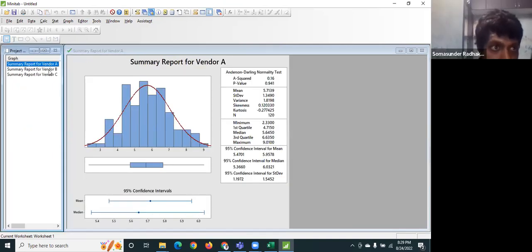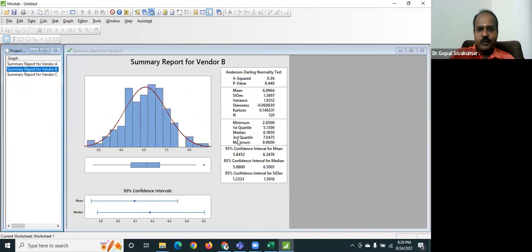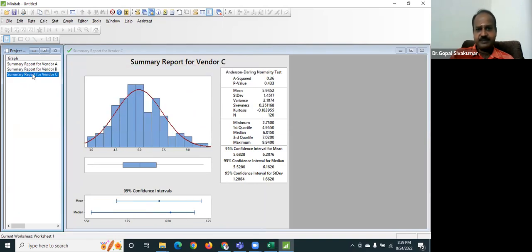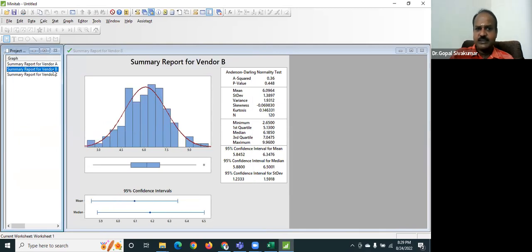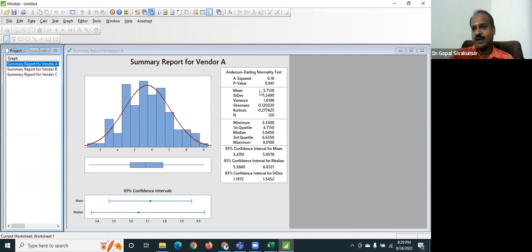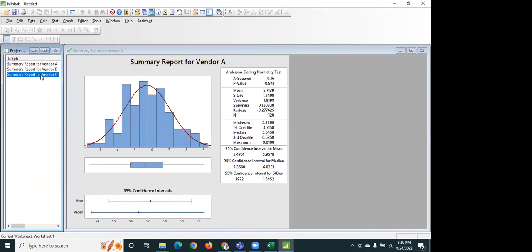Now let me take one more graph. This is A. Now let us look at B. A is 5.4 and 5.9. Now B: the mean is 6.09, lower confidence limit is 5.85, and upper confidence limit is 6.34. Look at C. Mean is 5.95, lower confidence limit is 5.6, upper 6.2. Look here, the three means: one is 5.94, the other one is 6.09, the third one is 5.71. Now, which one has the higher mean? A or B or C?